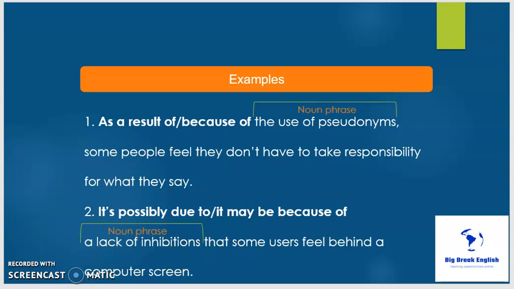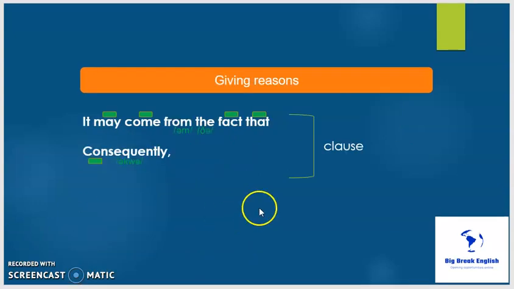Okay, let's take a look at some other phrases for giving reasons. So here we have, it may come from the fact that. Now notice here we have some words that take a stress and some words don't. So may, come, fact that, those are more important words, or they're words that take the stress. From and the don't take a stress, so they are weak sounds. So it's from the fact that. It may come from the fact that.